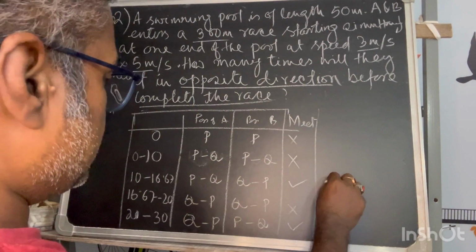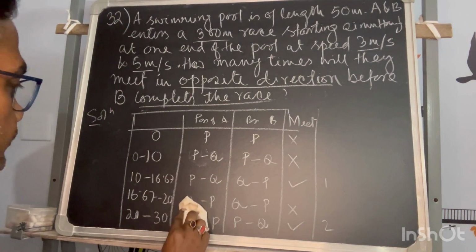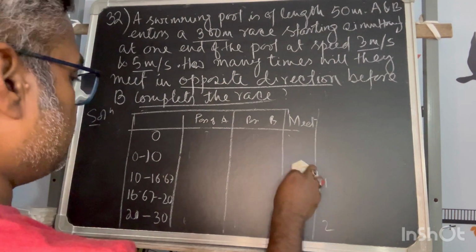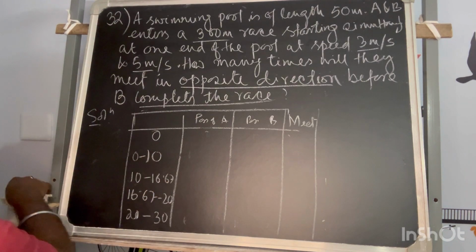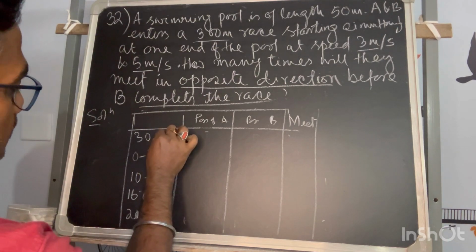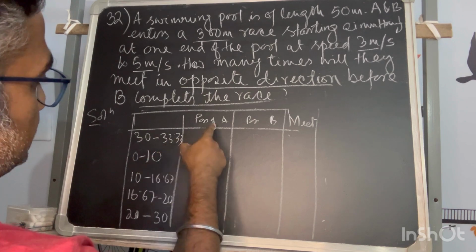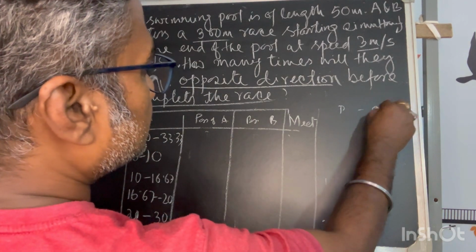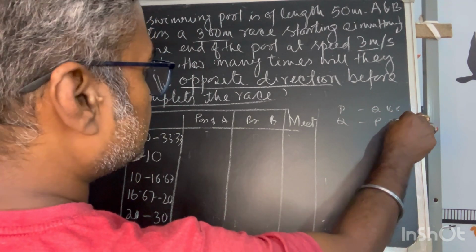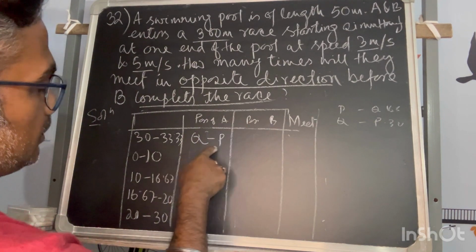Now after this there are 2 meets, 1, 2. So remember this. Then after this I will change the time. How will the time change? The first will be 30 to 33.33. This will be because 33 will be meeting P to Q, then Q to P in 16.66, P to Q 33.33. So in between he is moving Q by P.